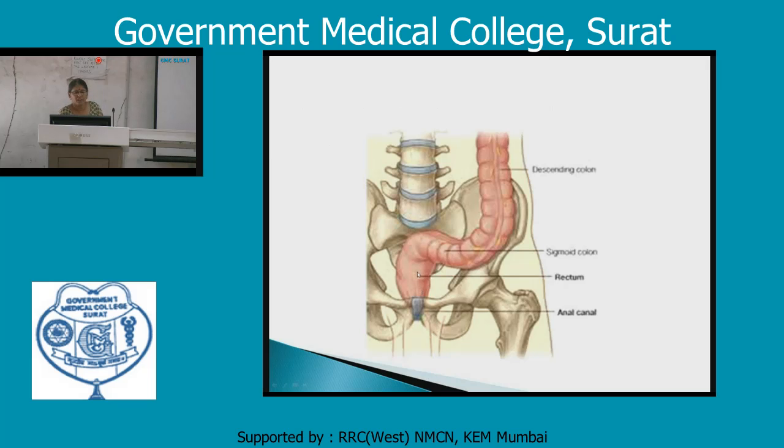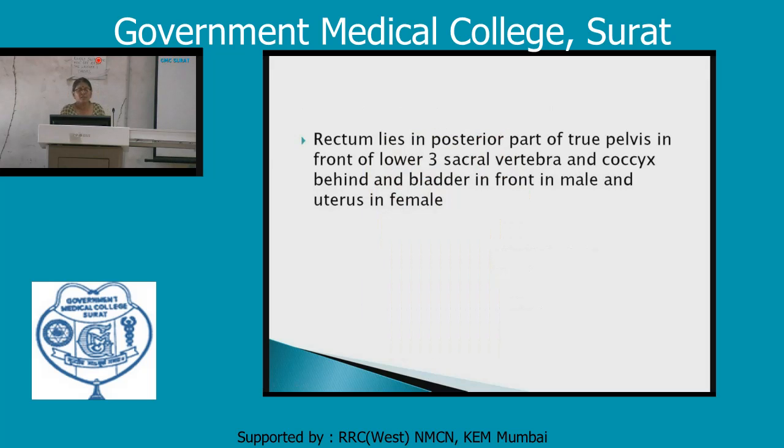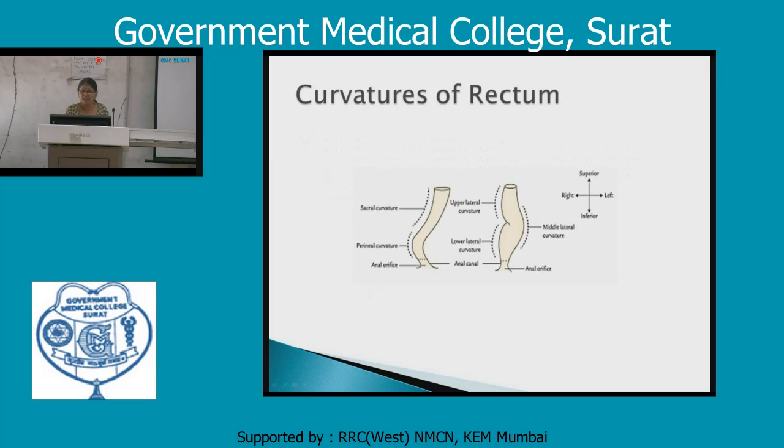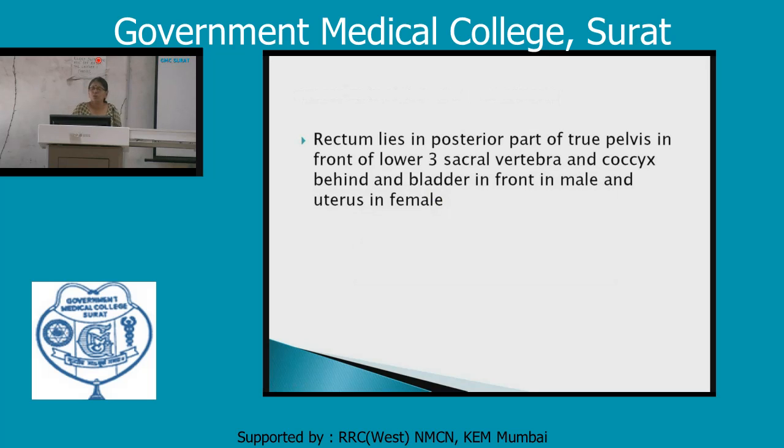The rectum lies in the true pelvis. You can see here the rectum lies in the posterior part of the true pelvis, in front of the lower three sacral vertebrae, with the coccyx behind it, and the bladder in front of the rectum in the male. But in the female, anterior to the rectum there is the uterus, and then anterior to the uterus there is the urinary bladder. So this is where it is exactly located.